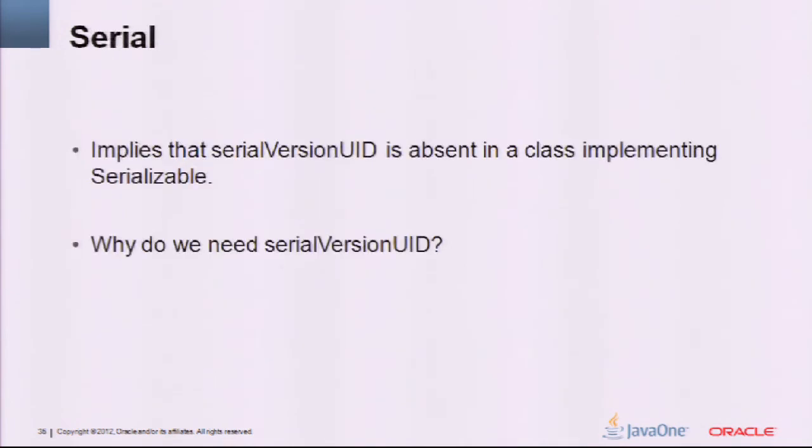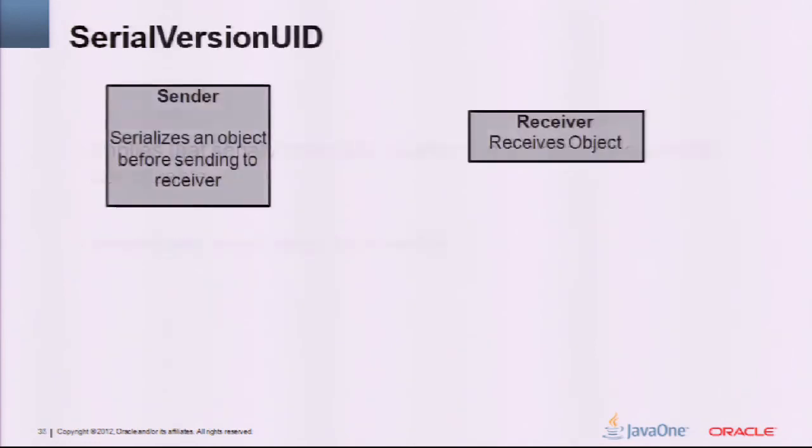Serial. This warning is issued when you have a class which implements Serializable and you have not declared a SerialVersionUID for that class. Now, why is it so important to declare a SerialVersionUID? When you're serializing, say you have a sender, which serializes an object before sending it to the receiver. The receiver will receive the object, deserialize it, and do whatever it wants to do with it.